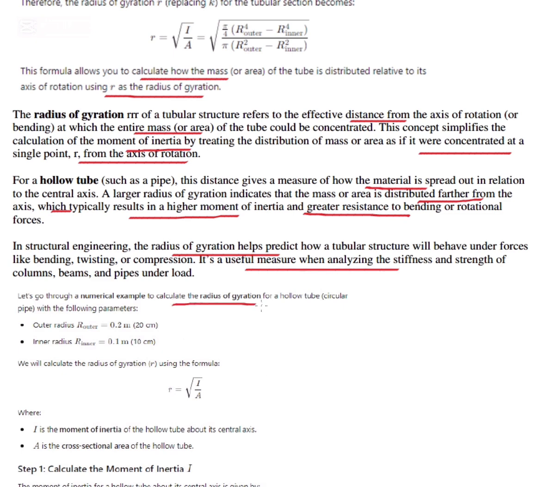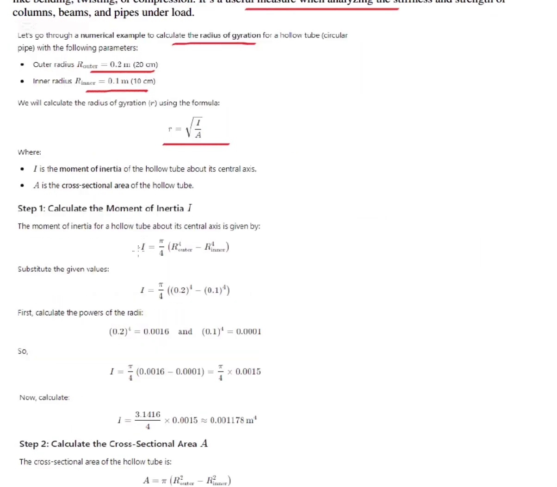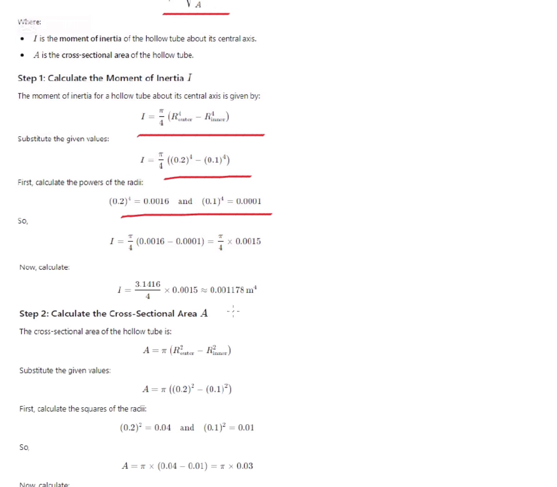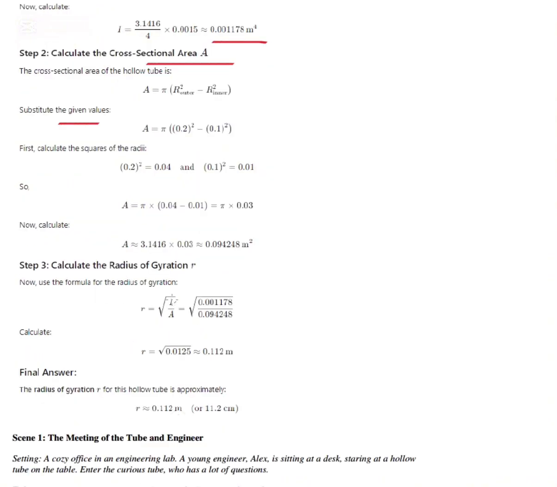Let's go through a numerical example and calculate the radius of gyration from the outer radius and inner radius. From that we can calculate the moment of inertia and the radius of gyration. First step, calculate the moment of inertia using this formula. Just plug in the values. First calculate the powers of the radii, and then calculate I, and then calculate the cross-sectional area. Substitute the given values and you get the area as well. Once you get these two, you can calculate the radius of gyration. It turns out the radius of gyration is around 11.2 centimeters.